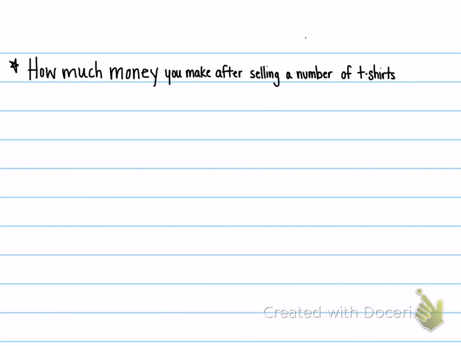So let's look at this situation. We're talking about how much money you make after selling a number of t-shirts. One of these is the independent variable, and one of them is the dependent variable. So in these situations, here's what I think you should do. I think you should read the sentence both ways with the word depends in the middle. So does the money you make depend on how many t-shirts you sell? Or does how many t-shirts you sell depend on how much money you make?